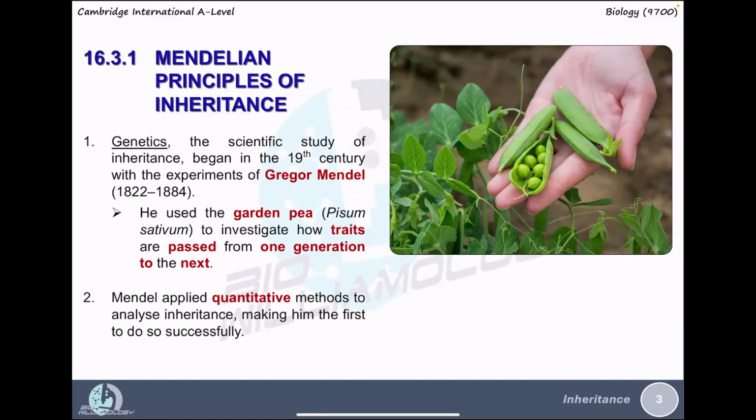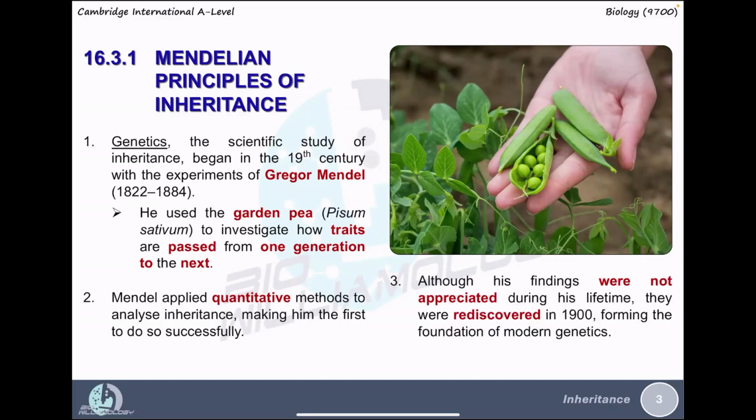Mendel applied quantitative methods, basically involving counting, to analyze inheritance, making him the first to do so successfully. Although his findings were not appreciated during his lifetime, they were rediscovered at the end of the 19th century, forming the foundations of modern genetics.